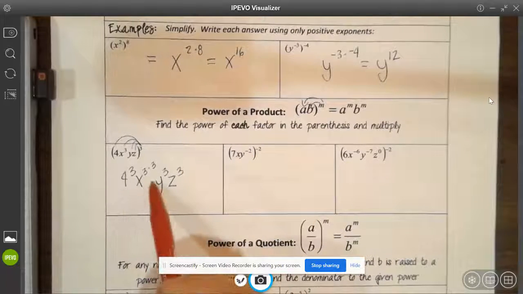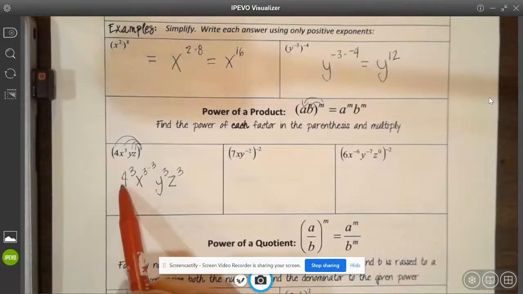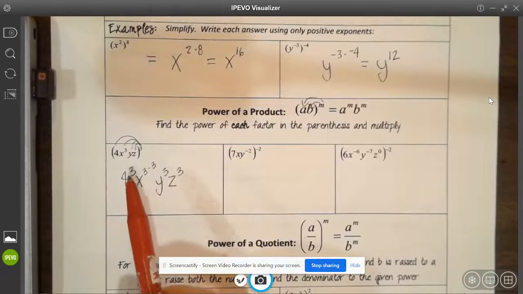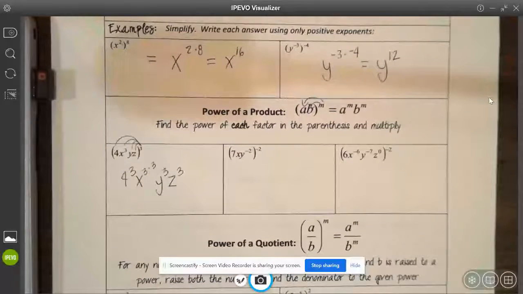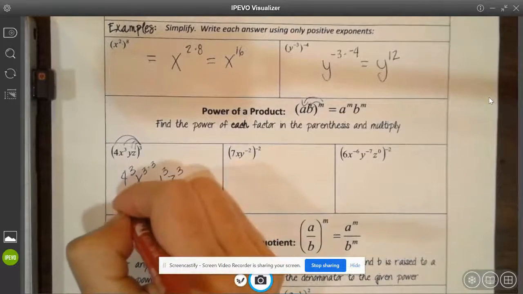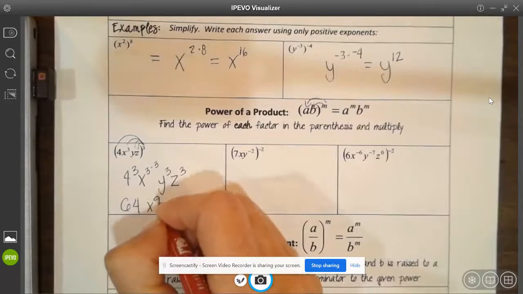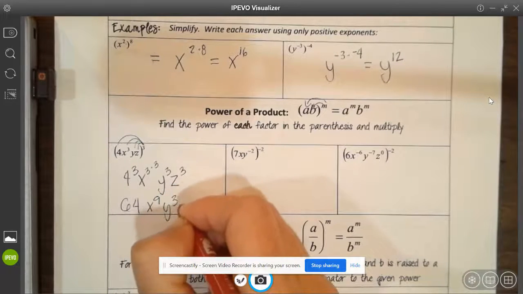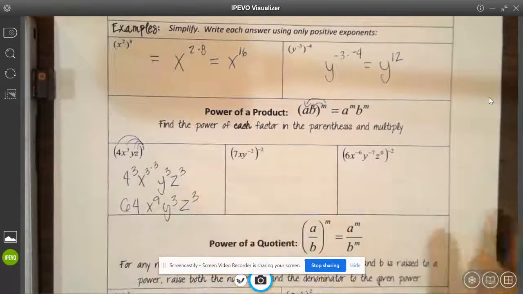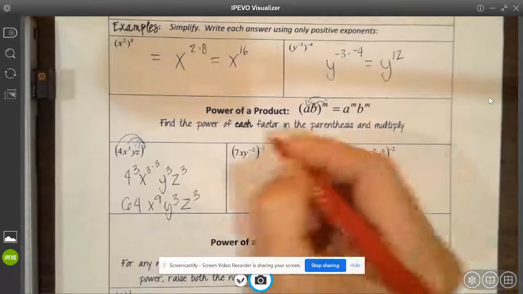So let's simplify this. 4 to the power of 3, remember you are not multiplying the base with the power, you're multiplying 4 three times. 4 times 4 is 16, that's 64. So 64, and then 3 times 3, that's x to the power of 9, and then y to the power of 3, and z to the power of 3. And that's the answer.